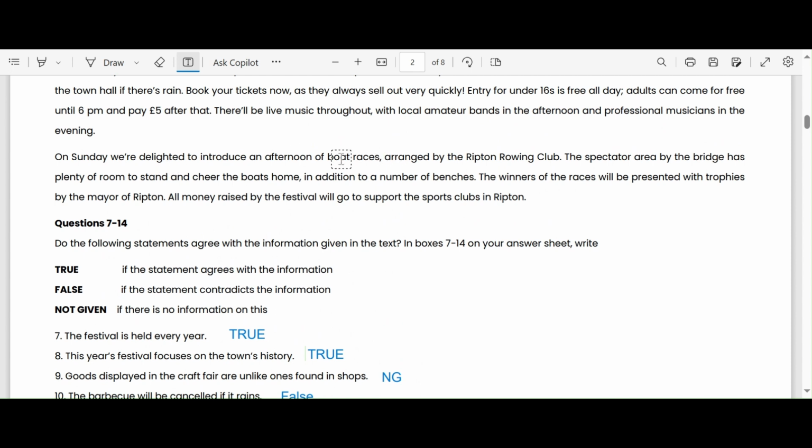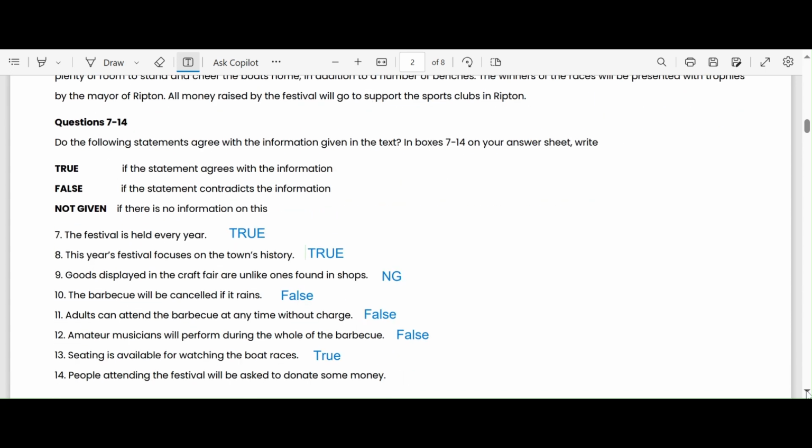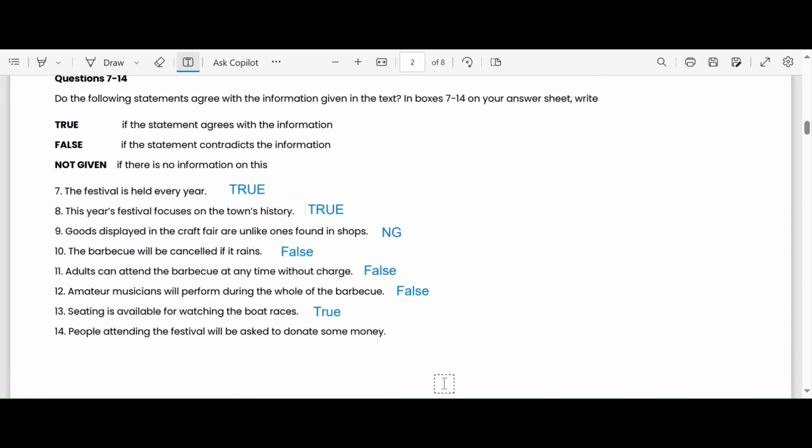Here we're gonna go to where we left it. "The winner of the races will be presented with a trophy by the mayor of Ripton. All the money raised by the festival goes to the sports club." It says money raised, but it does not say whether they were asked to donate money or they give to charity on their own. It does not say that. So it's not false, it's not given.